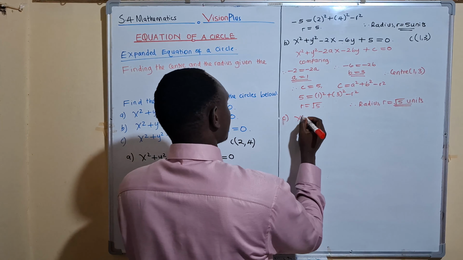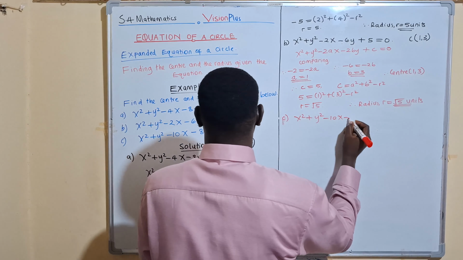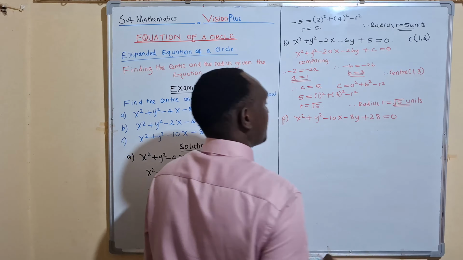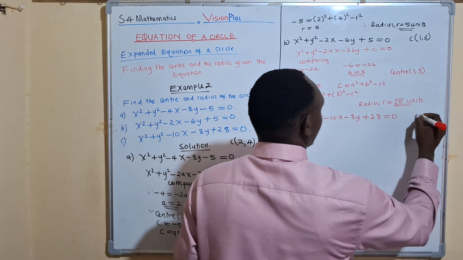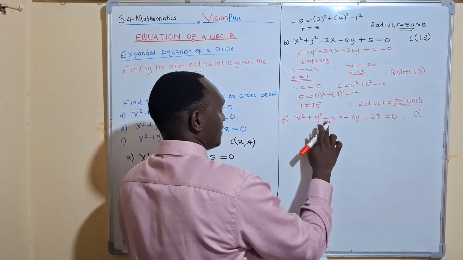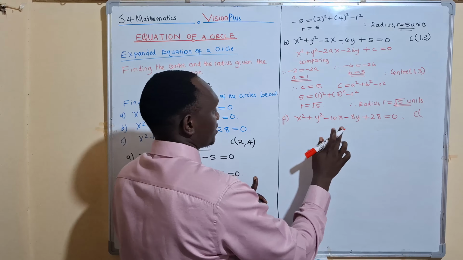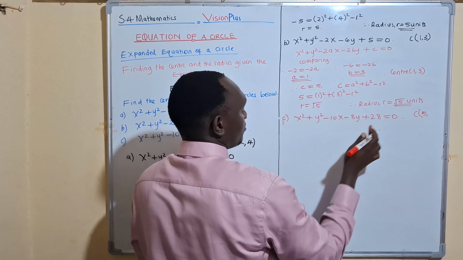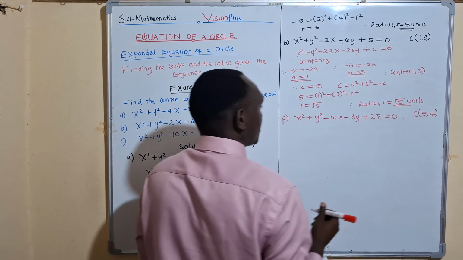Part C says that we are given x squared plus y squared minus 10x minus 8y plus 28 equals to 0. Let us assess using that small formula just to guide us. This one is -10. We change the sign. If it is positive, we change to negative. If it is negative, we change to positive. Now it is negative, so we change to positive. Divide by 2, we get 5. -8, we change to positive. It becomes 8. 8 divided by 2, we get 4. Those are the coordinates of the center.